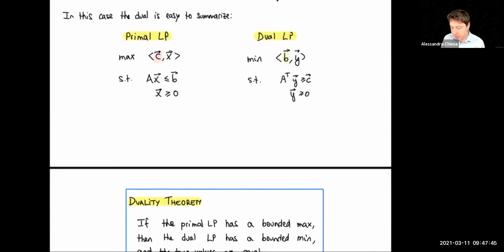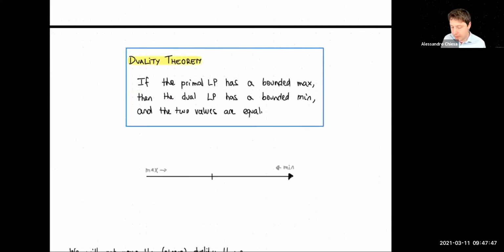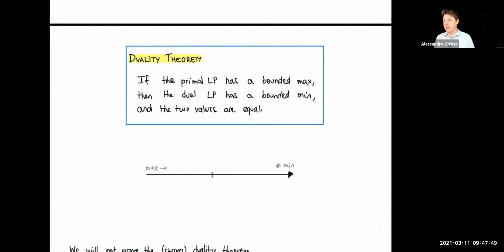So now you have a recipe to take the dual in general. What's the property of a dual? Well, it's this duality theorem, okay? It's in some sense a rather deep fact. It's not obvious a priori. It's also extremely useful. It says if the primal linear program has a bounded maximum, then the dual will also have a bounded minimum, and the two values are equal, okay?